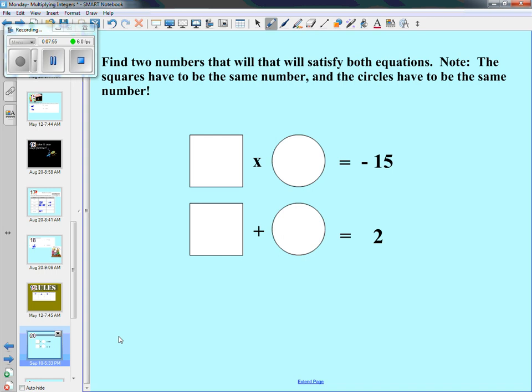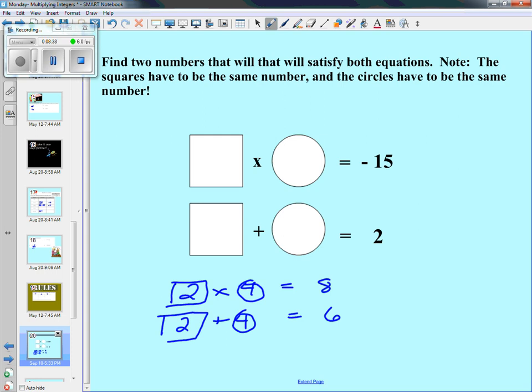Okay, the next couple of questions on this notes sheet, you're to find 2 numbers that will satisfy both equations. That means that 2 numbers that if I plug them both into the square and the circle, they'll come up the same. So for example, if I have 2 times 4, that will equal 8. And 2 plus 4 will equal 6. So these would be my squares. They're both 2's. So you have to have the same number in both squares and the same number in both circles. Okay? 2 times 4 is 8 and 2 plus 4 is 6.